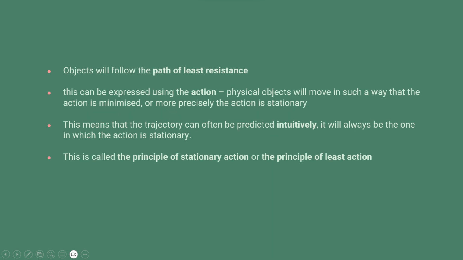So, as we discussed earlier, objects will follow the path of least resistance. And this can be expressed in the action. Objects will move so that the action is minimized. So, its trajectory in a certain scenario will be easily and intuitively predicted, as it will always be when the action is, as we call it, stationary. This is the principle of stationary action, or principle of least action.